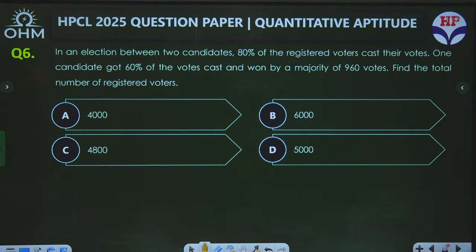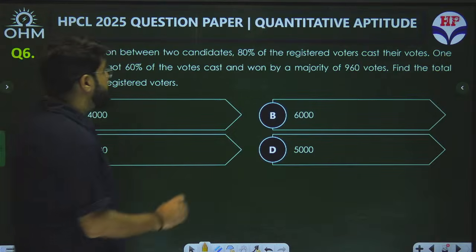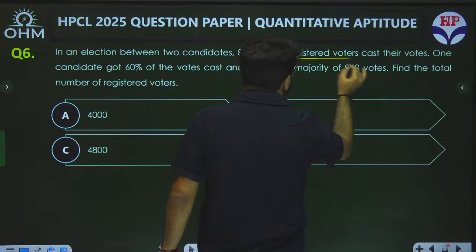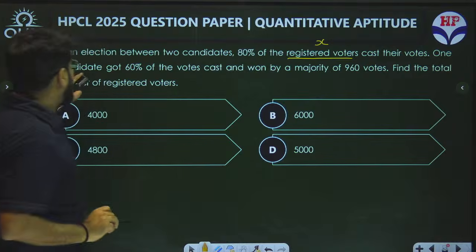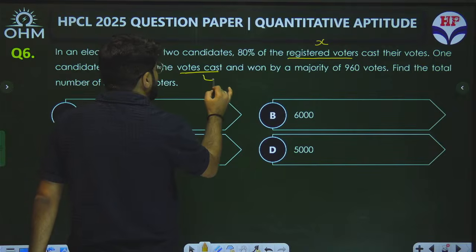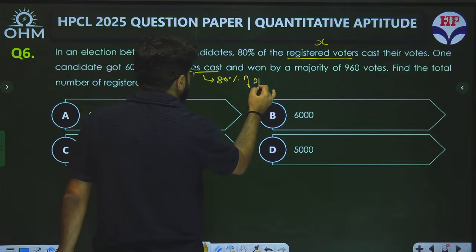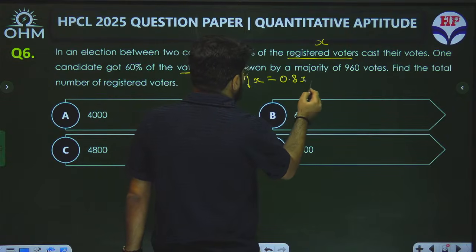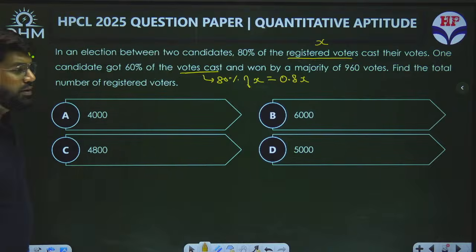Question number 6. In an election between 2 candidates, 80% of the registered voters cast their votes. One candidate got 60% of the votes cast and won by a majority of 960 votes. Find the total number of registered voters. A question on percentage here. See, 80% of the registered voters cast their vote. So suppose registered voters were X. One candidate got 60% of the votes cast. How many votes were cast? 80% of registered voters, which is 80 by 100, that is 0.8X.